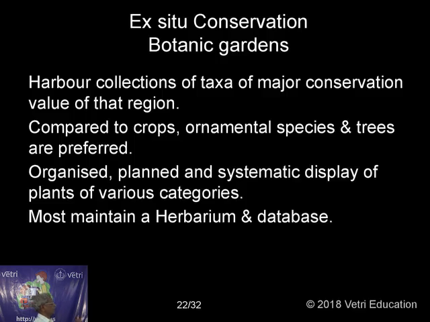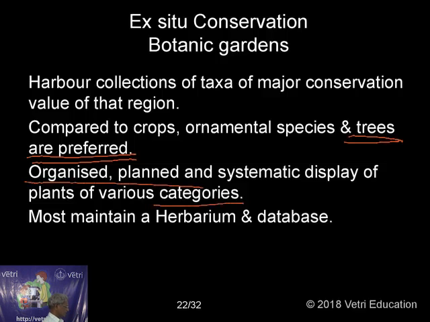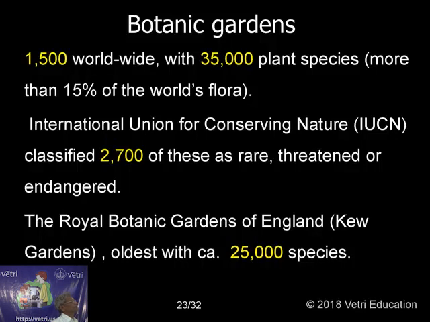Compared to crops, normally we don't conserve any crop there, but mostly forest species, endangered species, threatened species, and trees, which we normally keep in the botanical gardens. Ornamental species and trees are preferred in the botanical gardens. Mostly we prefer trees when compared to crops and ornamental species. There is an organized, planned and systematic display of plants of various categories. Many botanical gardens maintain the herbarium and also a database of all the plants. They are doing a beautiful work.